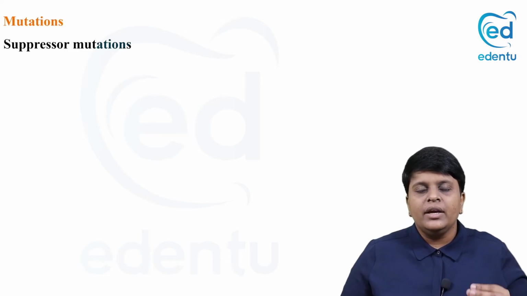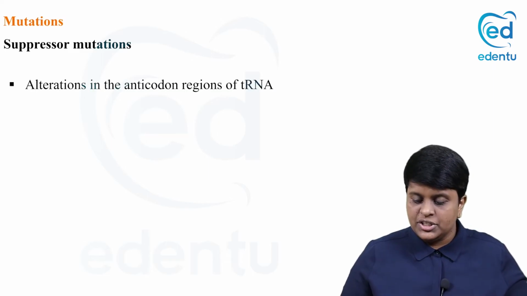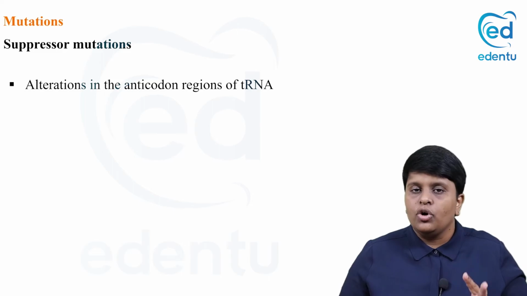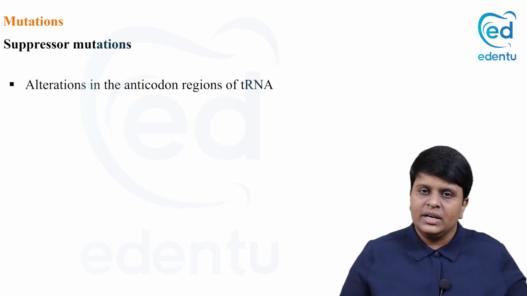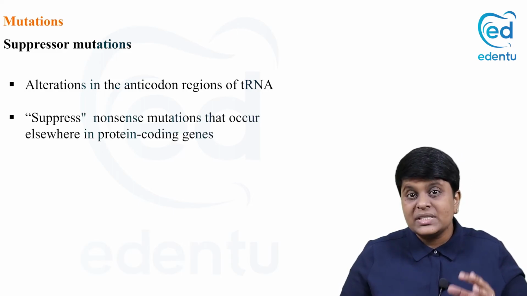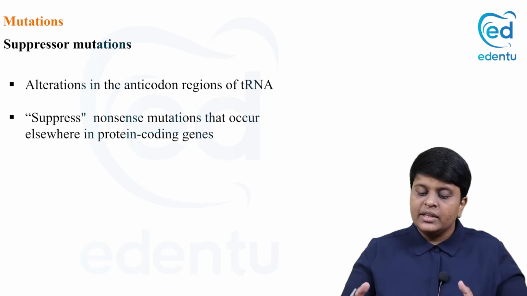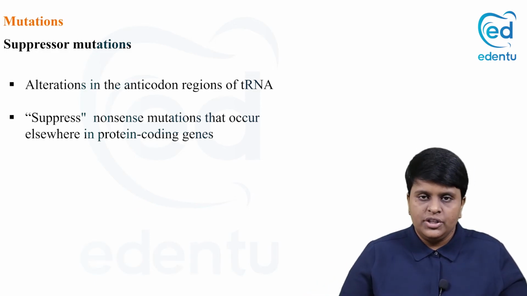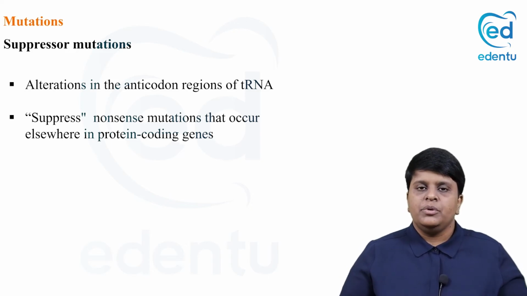And then finally a word on suppressor mutations, which is the alteration in the anticodon regions of tRNA. So tRNA suppressor molecules suppress the nonsense mutations that occur elsewhere in the protein coding genes. So this is just for completion's sake.